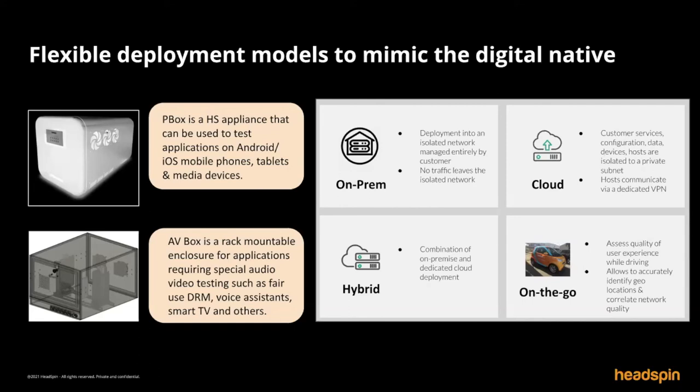And as always with HeadSpin, with the AV box too, you get the flexibility of deploying it completely on-premise within a customer's network, completely isolated if you must, or it could be in HeadSpin's premises or HeadSpin's data centers, which is what we call the cloud. It could be hybrid, both put together with a single pane to manage, which allows you to run certain use cases in production, certain use cases with pre-release, depending on how you want to do it.